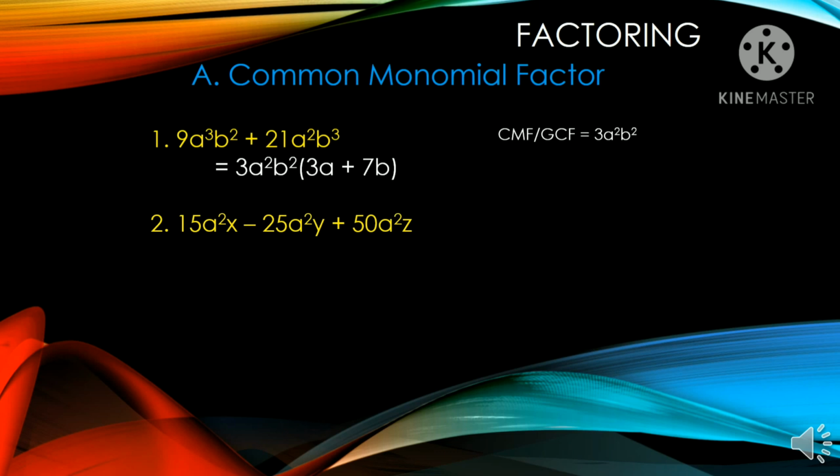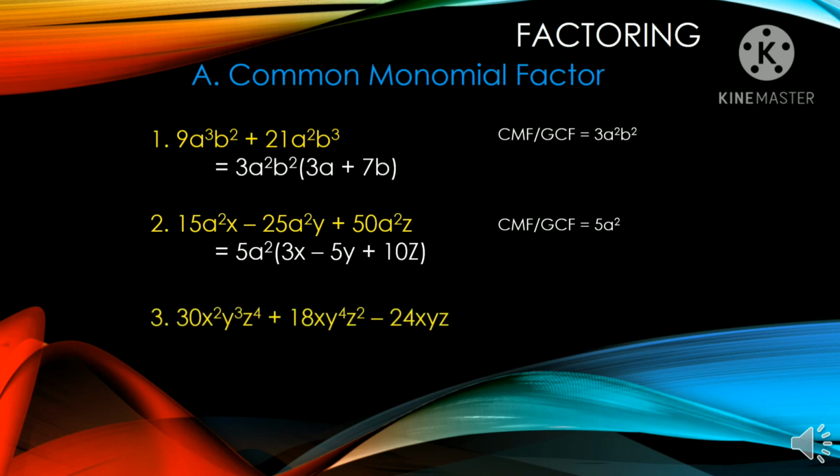So, we have 15, 25, 50. Our GCF is 5. Then a squared x, a squared y, a squared z. So, what is common among them? The common is a squared. So, therefore, the CMF or common monomial factor, GCF, is 5a squared. So, we have 5a squared times the quantity 3x minus 5y plus 10z. So, we divided each of the terms, just like in number 1.